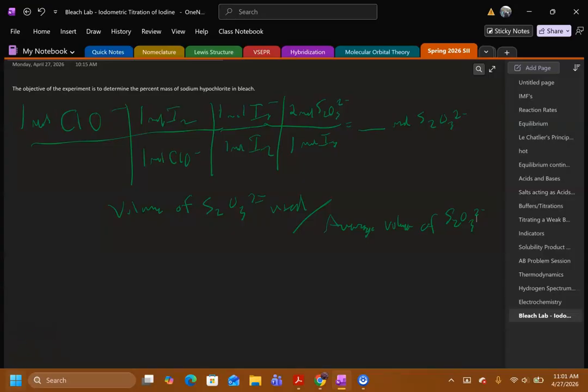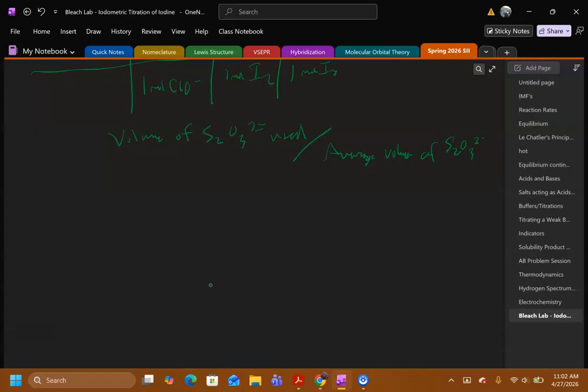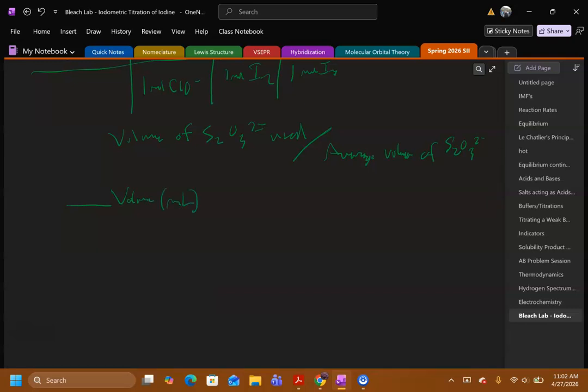Okay, so then you take the volume of this, and now keep in mind that this is in milliliters, so you need to make sure you convert this into liters.